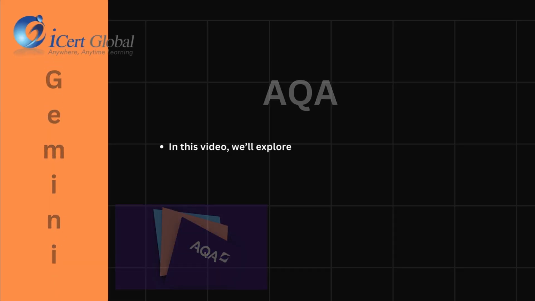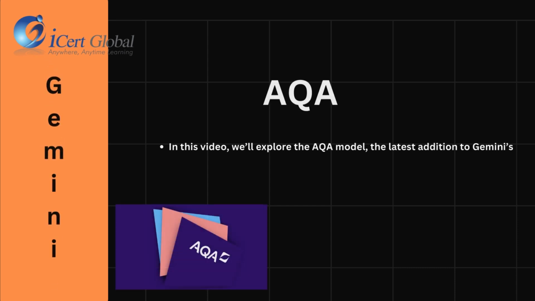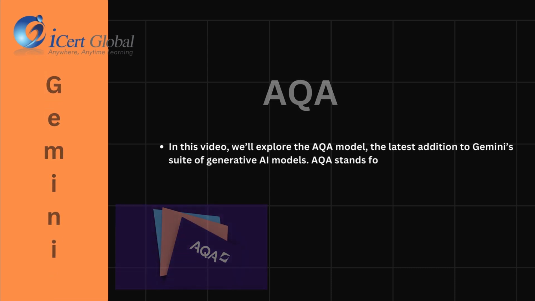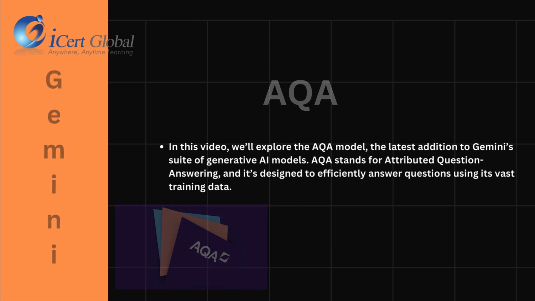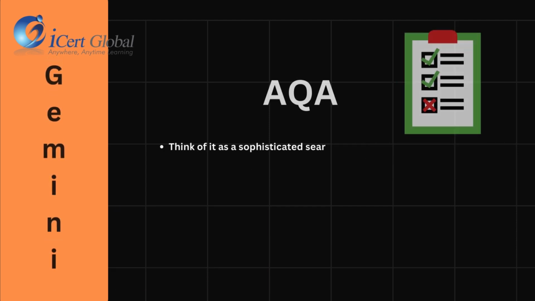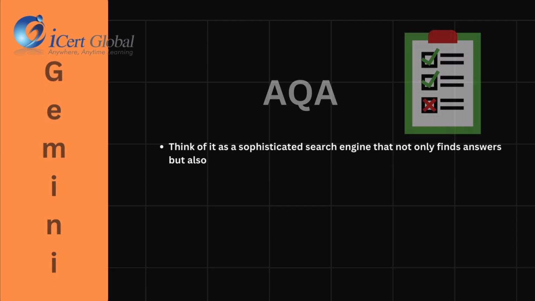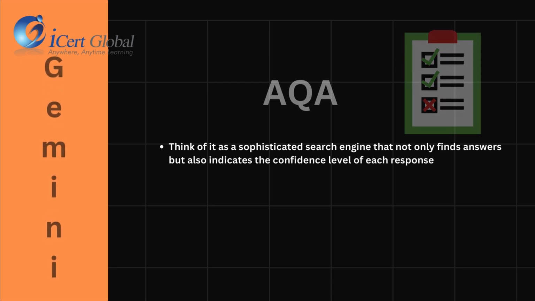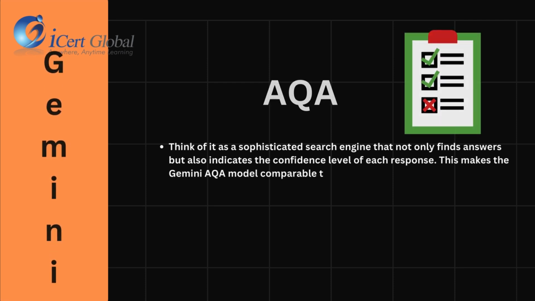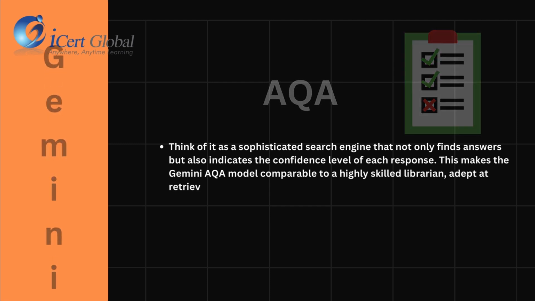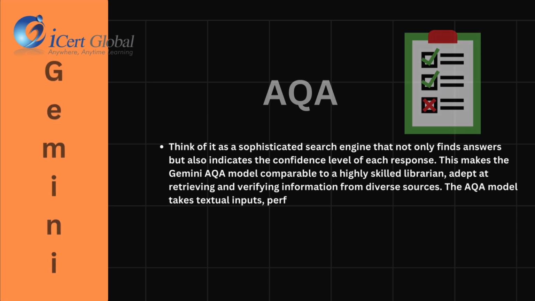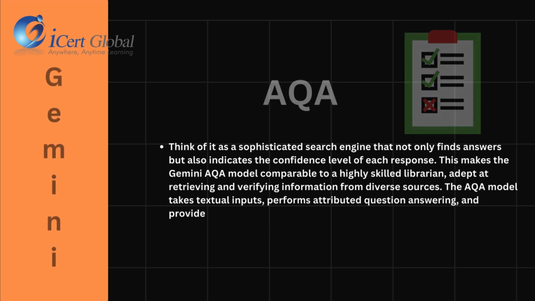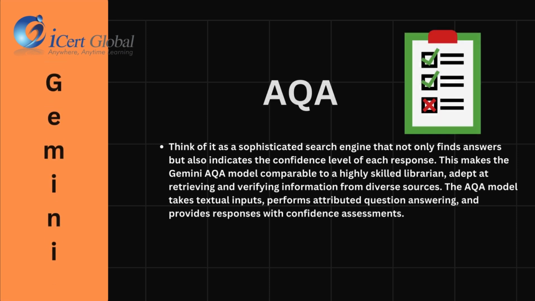AQA. In this video, we'll explore the AQA model, the latest addition to Gemini's suite of generative AI models. AQA stands for Attributed Question Answering, and it's designed to efficiently answer questions using its vast training data. Think of it as a sophisticated search engine that not only finds answers, but also indicates the confidence level of each response. This makes the Gemini AQA model comparable to a highly skilled librarian, adept at retrieving and verifying information from diverse sources. The AQA model takes textual inputs, performs attributed question answering, and provides responses with confidence assessment.